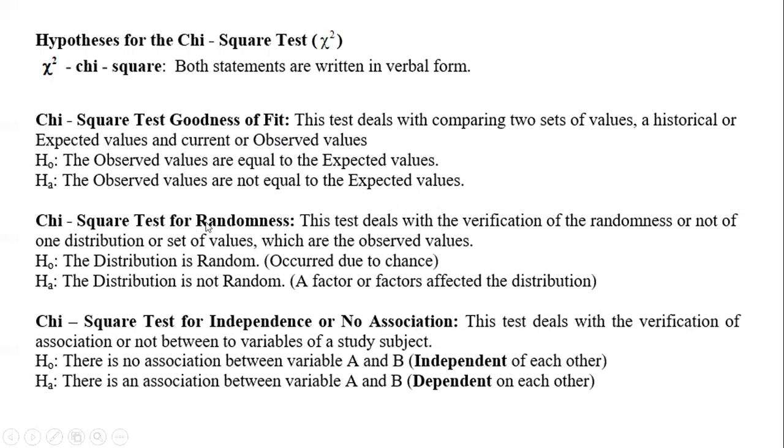The chi-square test for randomness: the distribution is random, occurred due to chance; the alternative, the distribution is not random, affected by a distribution. And then the chi-square test for independence, or no association. This deals with the verification of association or not between two variables of a study subject. There is no association between variables A and B, independent of each other; and there is an association between variables A and B, dependent on each other. So these are the null and alternative statements for the chi-square test.